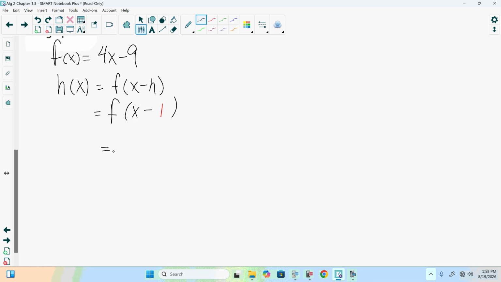Just like the last one where we moved left, right, we don't have f of x anymore. We have f of x minus 1, yes? So that means every x in f of x has to be switched to x minus 1. So we'll still have the 4, but instead of x, we have x minus 1, minus 9.